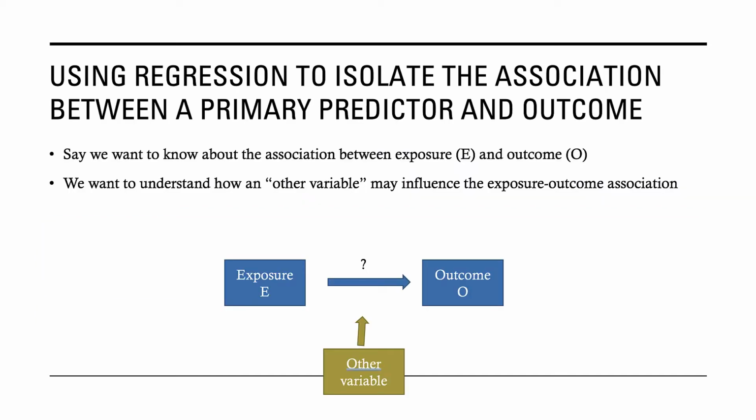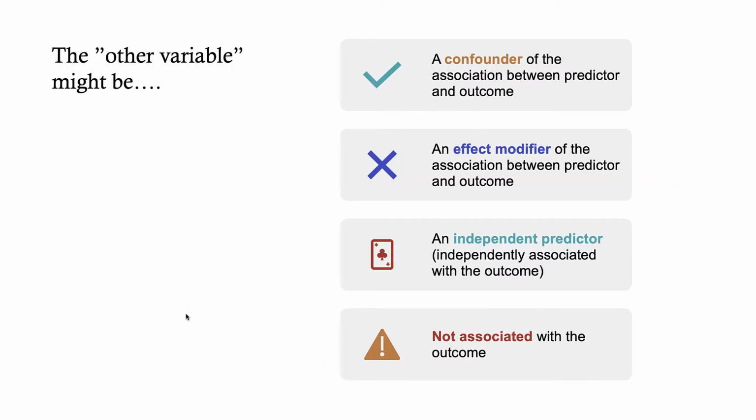The first concept is using regression to isolate the association between a primary predictor and the outcome. So say we want to know about the association between an exposure E and outcome O. We want to understand how an other variable may influence the exposure-outcome association. The other variable might play one of four possible roles.